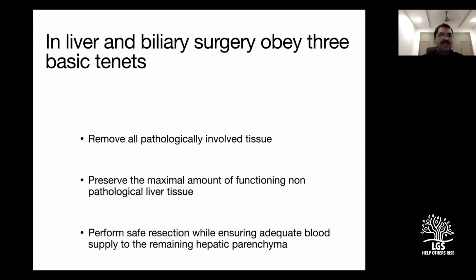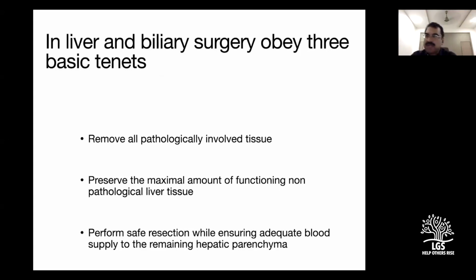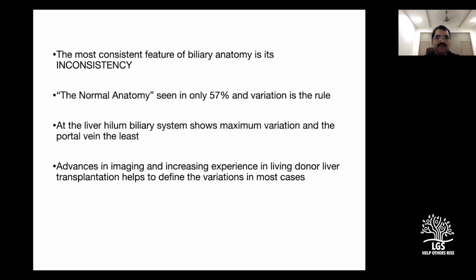In liver and biliary tract surgery, you have to obey certain basic tenets. You have to remove all the pathologically involved tissues, but you have to preserve the maximal amount of functioning non-pathological liver tissue. And you have to perform safe resection while ensuring adequate blood supply to the remaining hepatic parenchyma. So the knowledge of anatomy is very important for a biliary and liver surgeon.